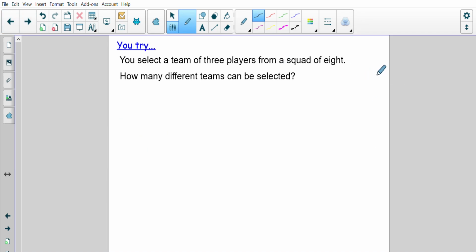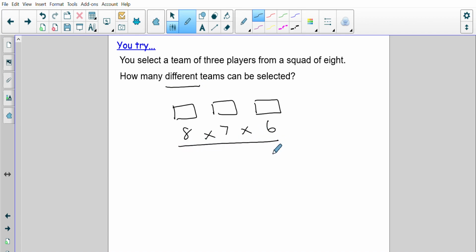Okay, here's one for you to have a go at, so pause the video and try this question. So for this question, we are choosing 3 players from a squad of 8. Okay, so we're going to have 8 possible choices for the first player, 7 for the second, and then 6. So I'm going to multiply those together. But I want the number of different teams, so I've got to remove duplicates by dividing by the number of arrangements or ways to arrange 3 people, which is 3 factorial.